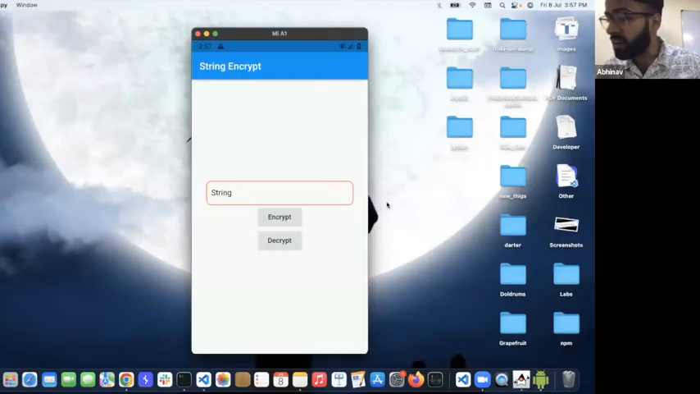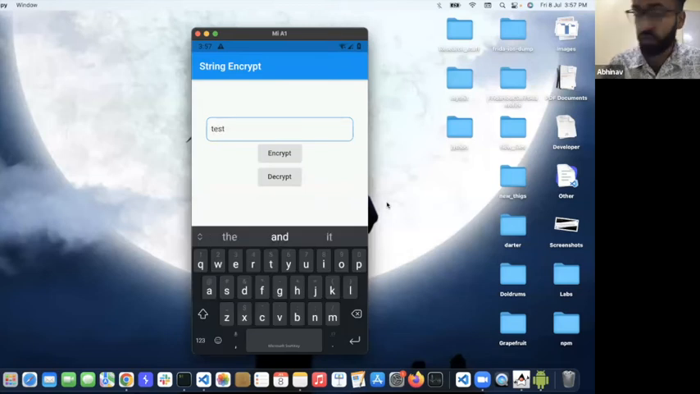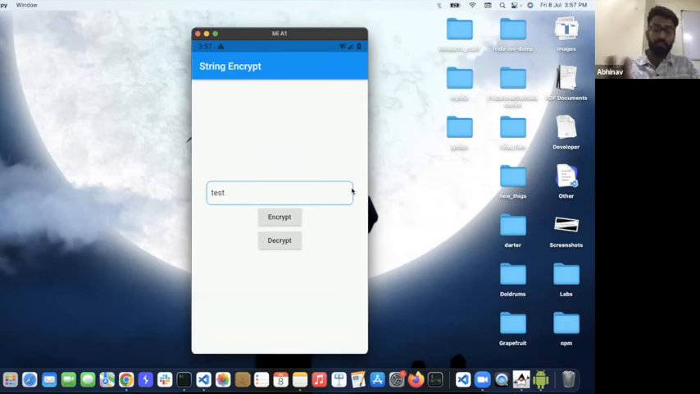Okay, so here I have a very basic application. It does run. What this does is it is a string encrypt function. This is a very basic function. You enter any string here and you press encrypt, it will encrypt it. This is part of a bigger application. I have just taken this part out, so you can't see the result here.